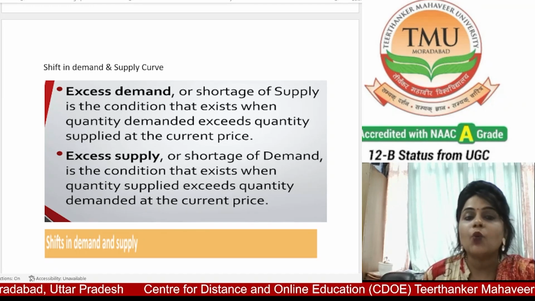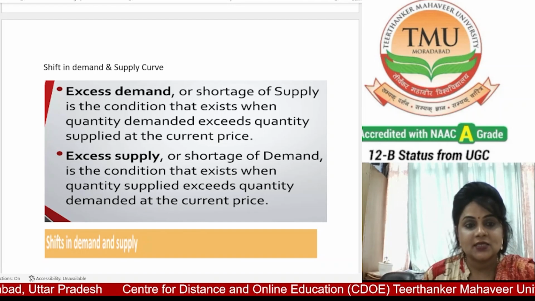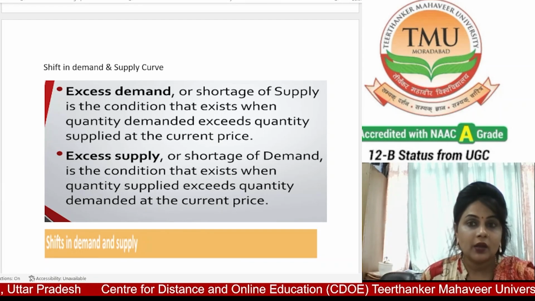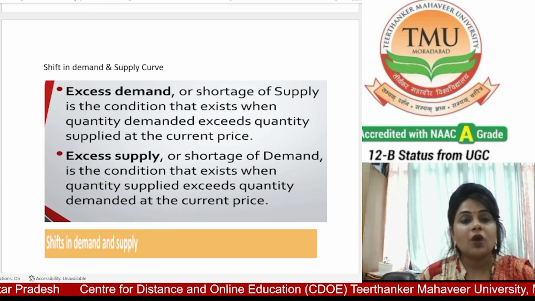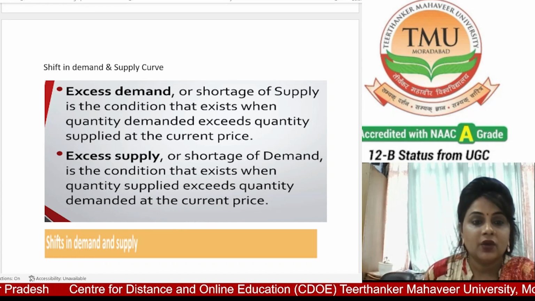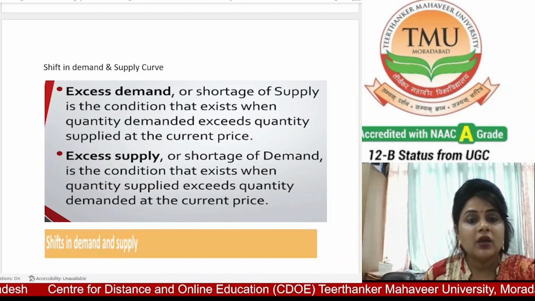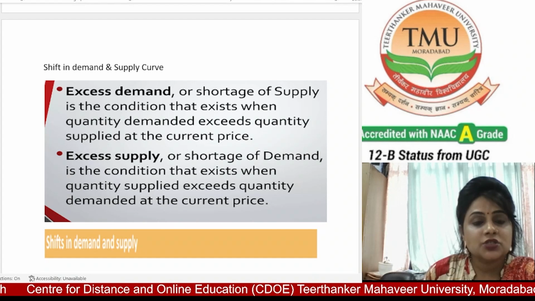Naturally, consumers are willing and able to pay less as the price rises. This results in a downward sloping demand curve. I have also discussed it in the previous video. The demand curve is always a downward sloping curve, and movements along the demand curve are therefore caused by changes in price, and it can also shift.